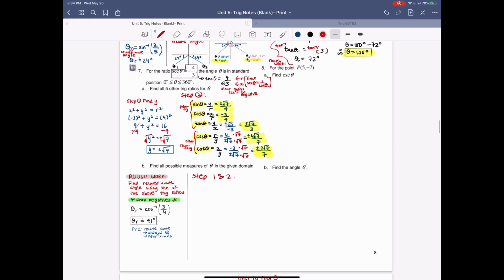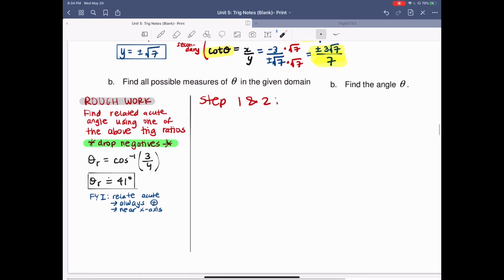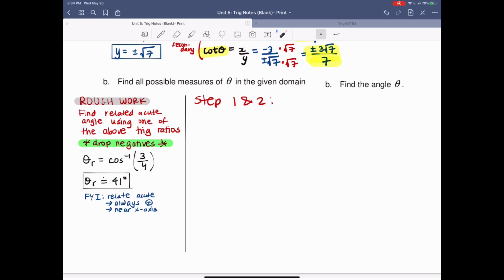So I wrote step 1 and 2 because what I'm really doing is combining these two steps, because all you'll see is probably the rough work when you're working this out and then this final step when you're actually writing your answer down. So I'm going to start by drawing my x and y axis, and I have an angle of 41 degrees. So this is how I'm going to think about it. So I have my CAST, C-A-S-T, and what this is telling me is that I have 41 degrees as my related acute angle, but the trig ratio inside was a negative.